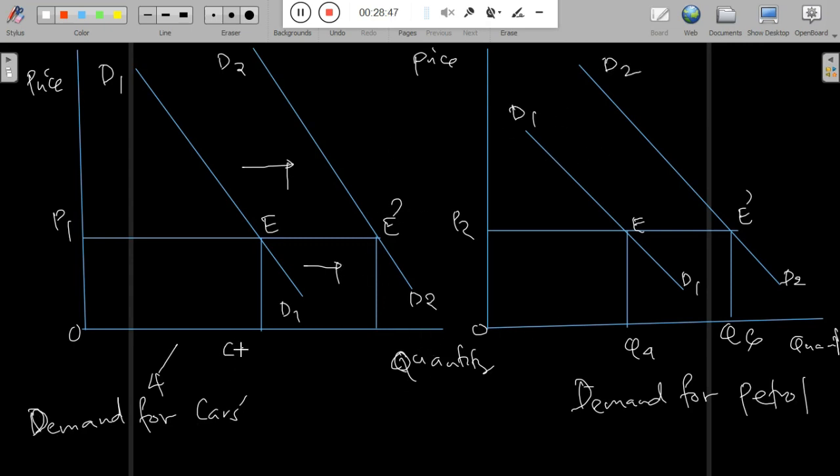So the demand curve shifted from D1 to D2, representing an increase in purchases. When you purchase a motor car, when you consume a motor car, you need to consume petrol also. So this is the demand for cars, as I told you, in the left-hand side graph, and in the right-hand side graph, the demand for petrol, as you can observe.